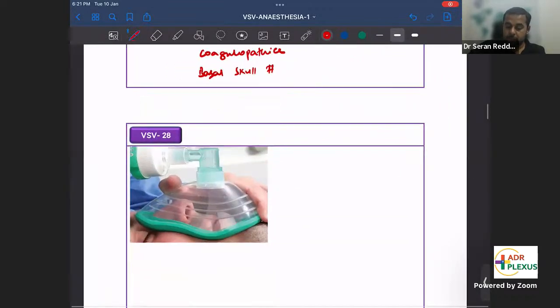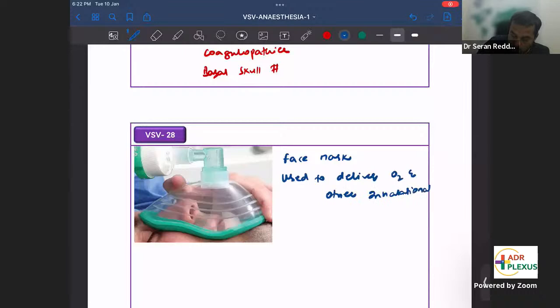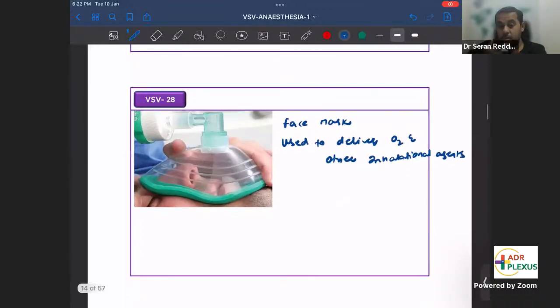Then coming to this is a face mask. It is used to deliver oxygen and other inhalational gases. What are the advantages? Easy to use. But disadvantages?